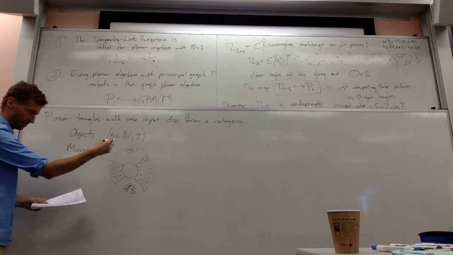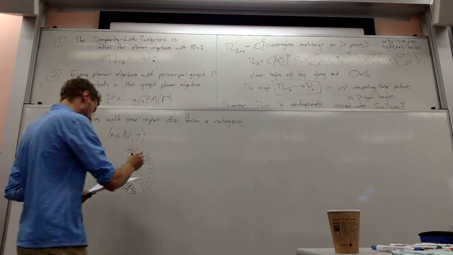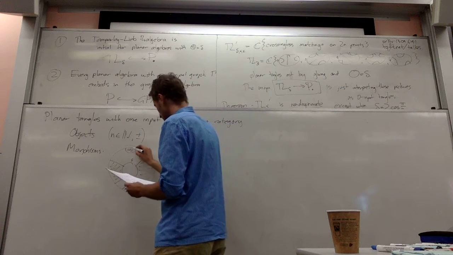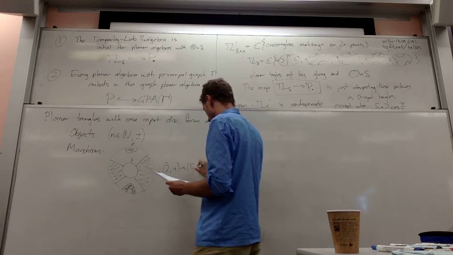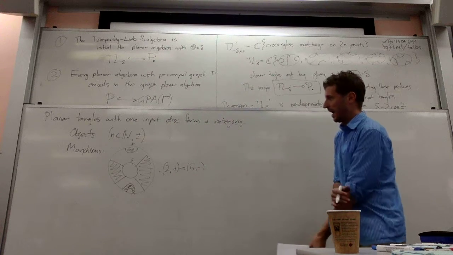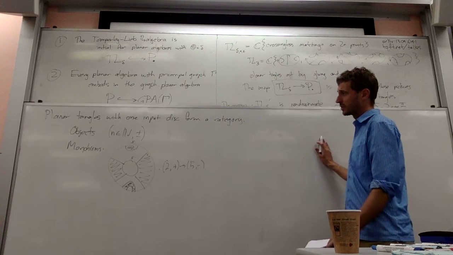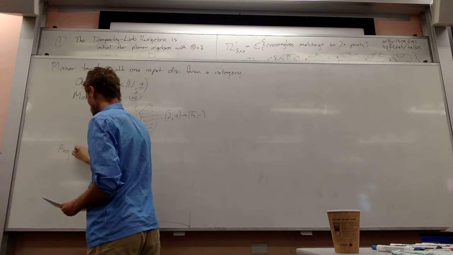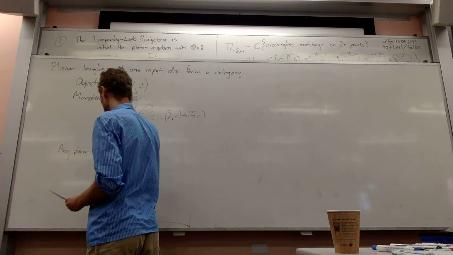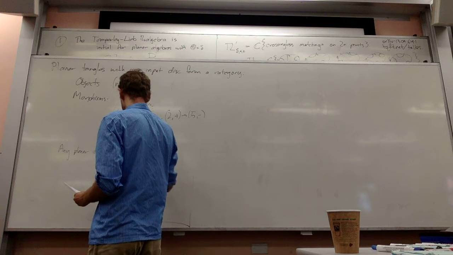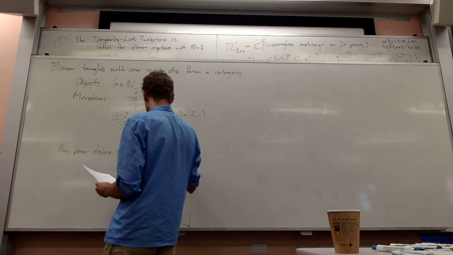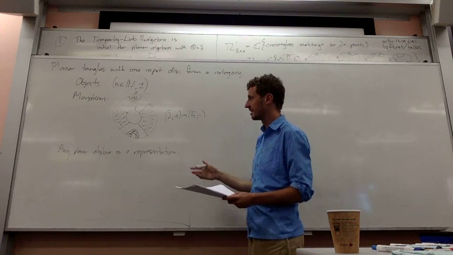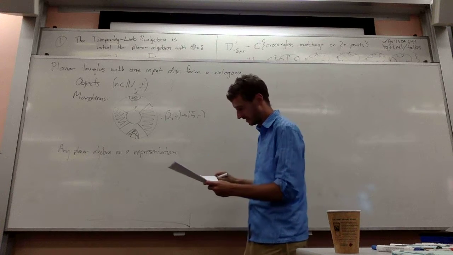Planar tangles with one input disk and then some spaghetti and shadings here. So this is an object, this is a morphism from 2, comma, plus to 5, comma, minus. Okay? And then any planar algebra is obviously a representation of this category. So the vector space associated to each object, n comma plus minus, is obviously just the n comma plus minus box space of the planar algebra, and then morphisms map you between those vector spaces in exactly the way that you want.